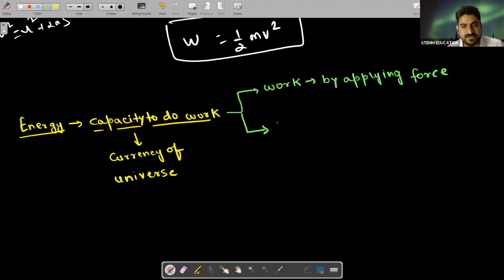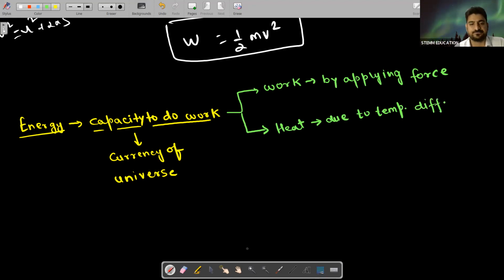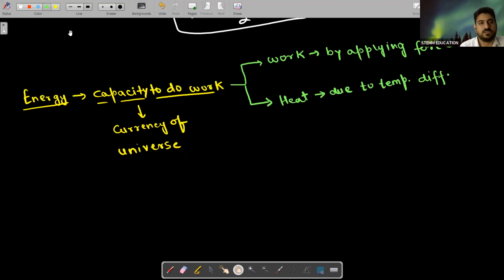The second process of energy transfer is called heat. And heat is the energy which is transferred due to temperature difference. Got it? Due to temperature difference. Okay. Now, this is what energy is all about. Energy is the capacity to do work.